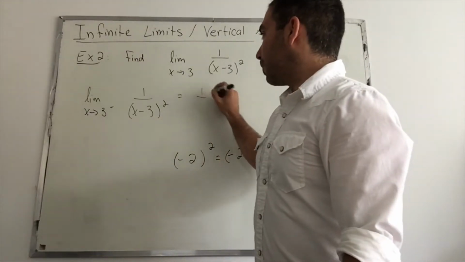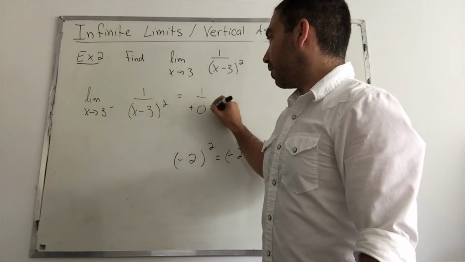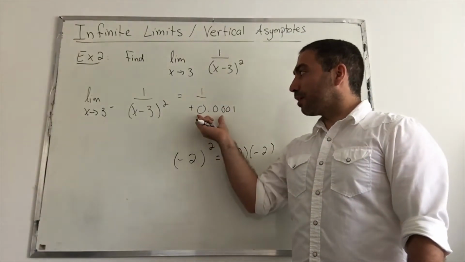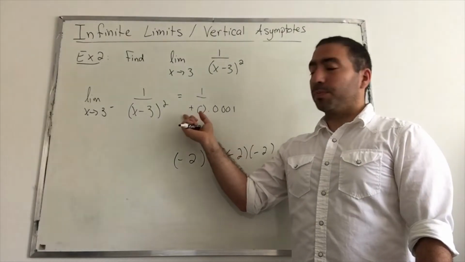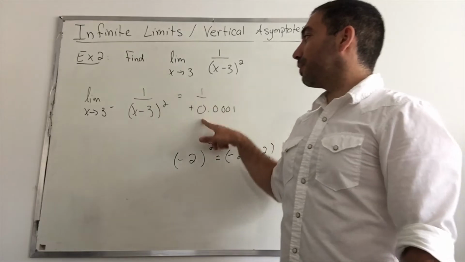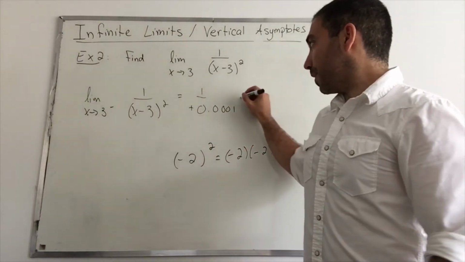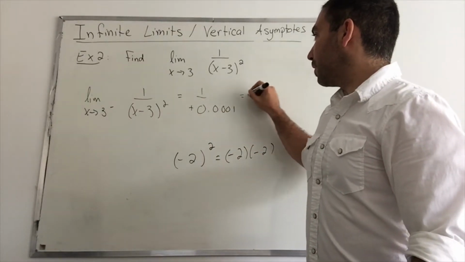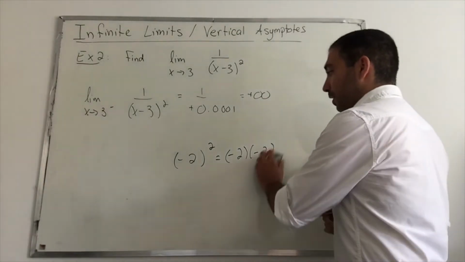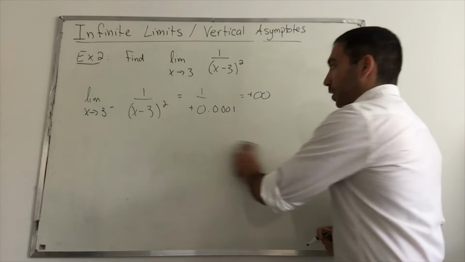So we're going to get 1 over, let's say 0, but something that's not exactly 0, just very close to 0, very small. But what we care about is the fact that it's positive. So a positive number in the numerator divided by a positive number in the denominator gives us positive infinity. That's what we really care about. Okay, so when we check the left-sided limit, we got positive infinity.